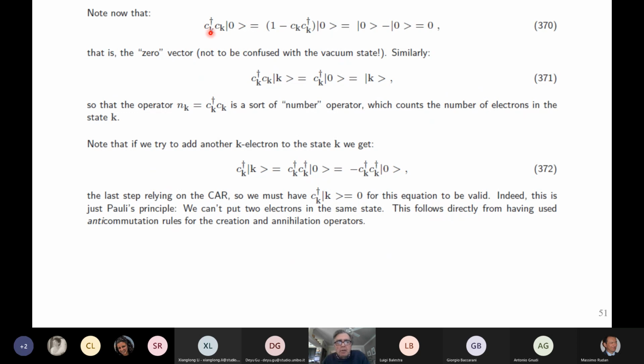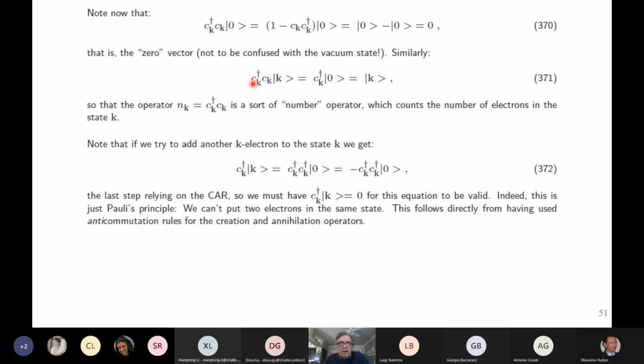First of all, we know already that C dagger C applied to the ground state cannot exist. So the annihilation operator C K, applied to the ground state, gives me 0. 0 means the state does not exist. It's an annihilation operator which tries to bring a state below its ground state, which doesn't exist.